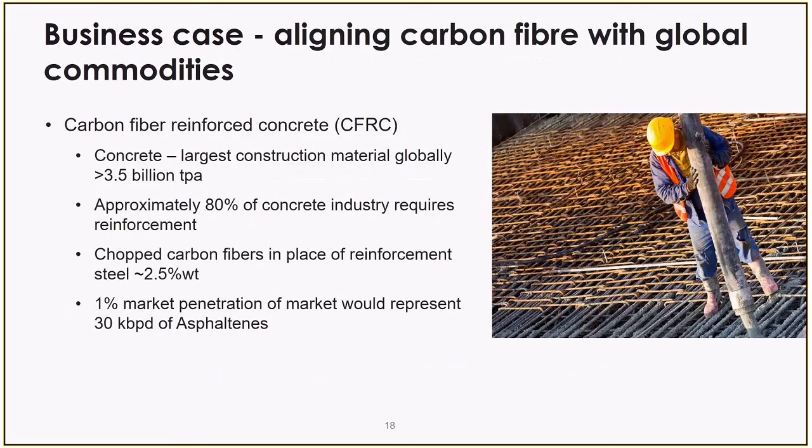So let's start to look at the potential growth and moving carbon fibers into some big global commodities. And this is actually happening. So let's talk about a few of those. Carbon fiber reinforced concrete. And the image on the right-hand side, we're all familiar with reinforcement steel in concrete. It's a commodity all around the world. If you look around where you're walking today, or you drive home, you commute, we're surrounded by reinforced concrete. With that in mind, it's the largest construction material globally, over 3.5 billion tons per annum of concrete. Approximately 80% of concrete requires reinforcement. That's to say steel reinforcement.